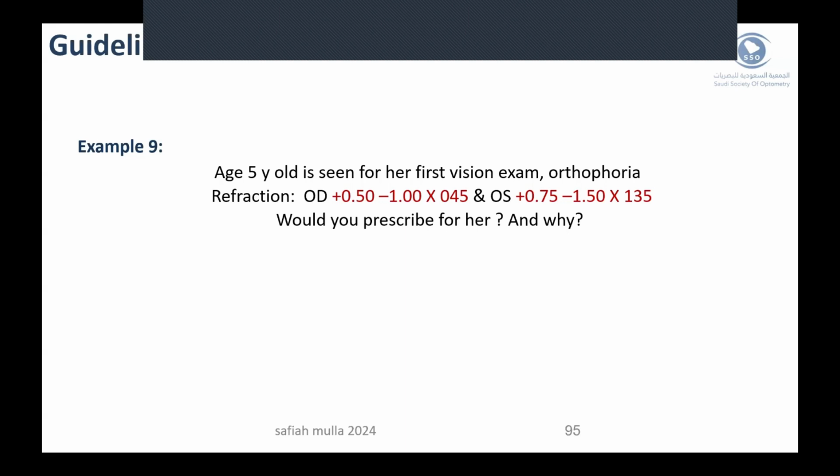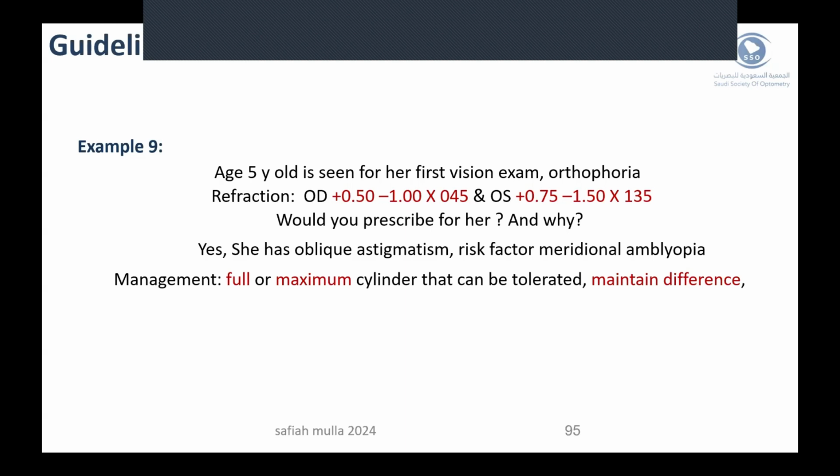So we all agreed to give the corrections, but there is a difference between full or under. So prescribe? Yes. She has an oblique astigmatism, which is a high risk factor for meridional amblyopia. So thank you very much to those who said it's a meridional or oblique astigmatism. It's a risk factor for amblyopia. So the management is going to be a full or the maximum cylinder that can be tolerated.